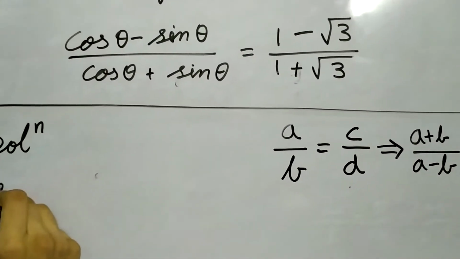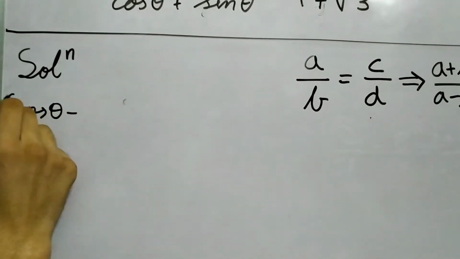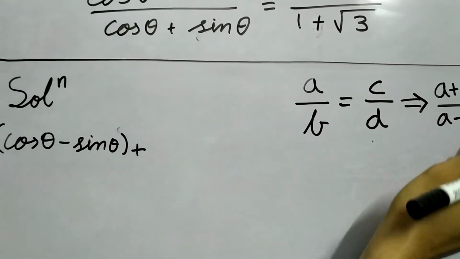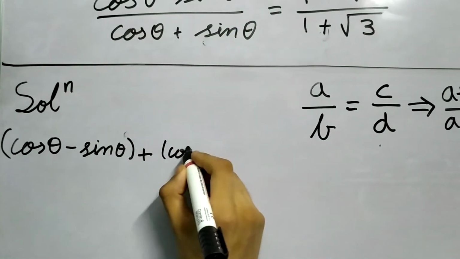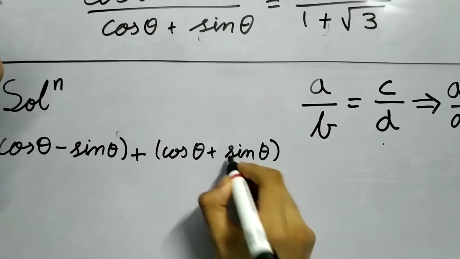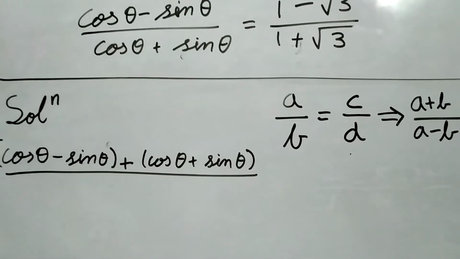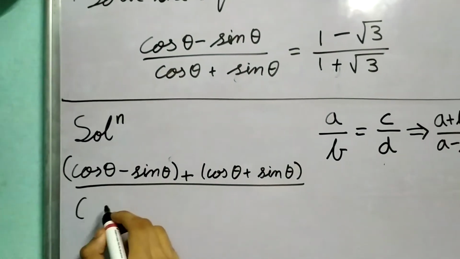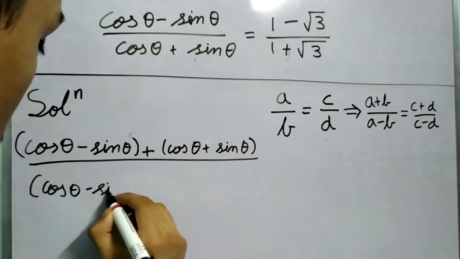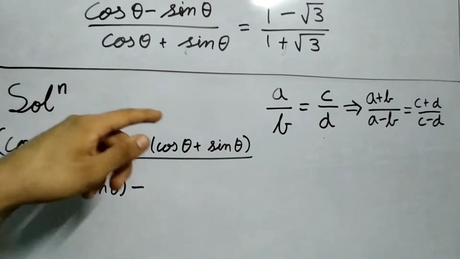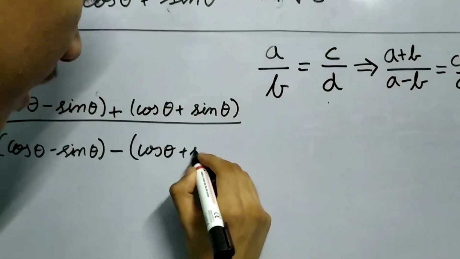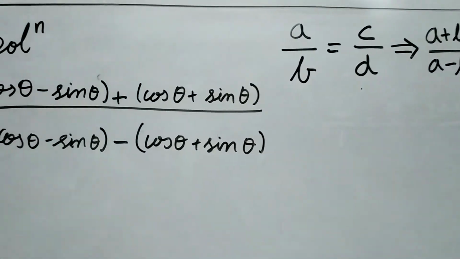So we can say that cos theta minus sin theta, the numerator, plus B, right? B is this thing, cos theta plus sin theta, and we divide this by the numerator, cos theta minus sin theta, minus the denominator, cos theta plus sin theta. That's how we can use this.